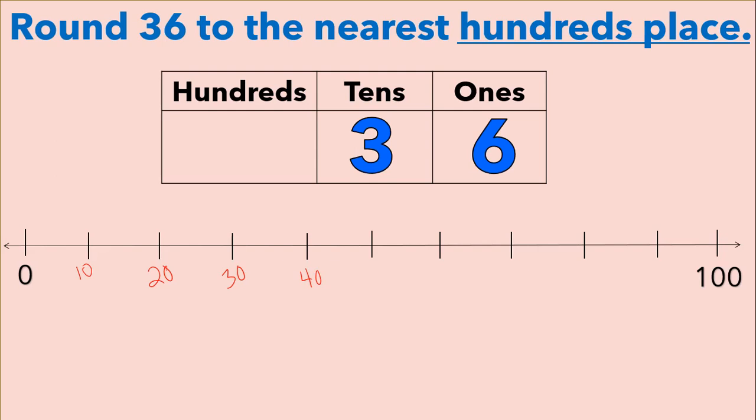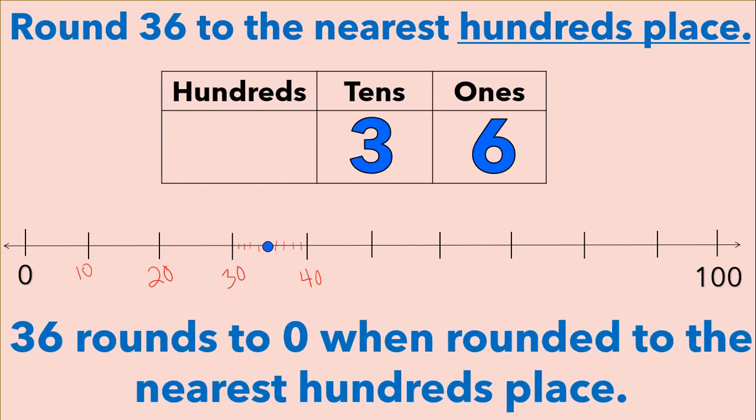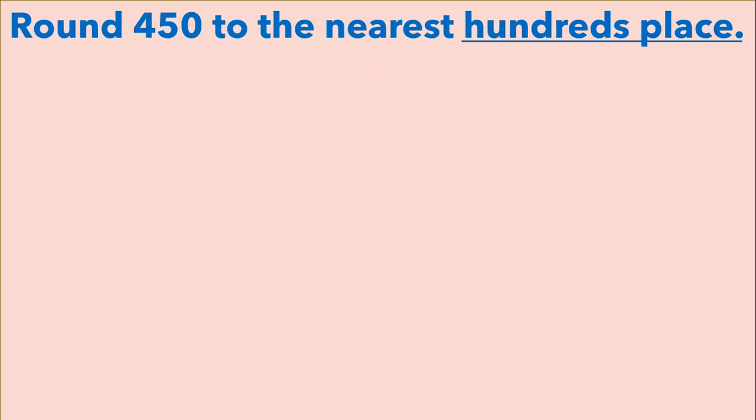I'm going to stop here because we only need to plot 36. So we see that 36 falls between 30 and 40, so it's going to be somewhere between 30 and 40. We're going to have 10 equal parts in between 30 and 40. And now we can plot 36 on the number line. So 36 is closer to 0 than it is to 100, so 36 rounds to 0 when rounded to the nearest hundreds place. Now let's round 450 to the nearest hundreds place.